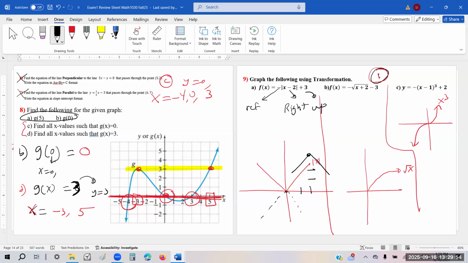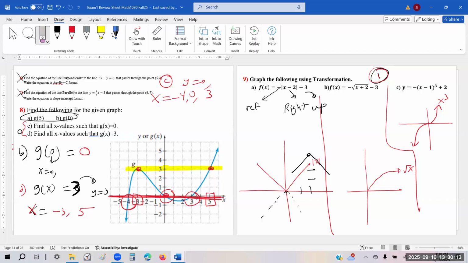Show the parent and the final version, but make sure you show the work. Just don't give me somewhere here and then tell me, oh, this is my transformation. How many units did you go? How do I know? So show me.